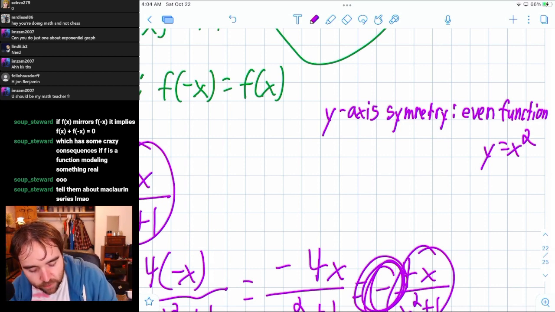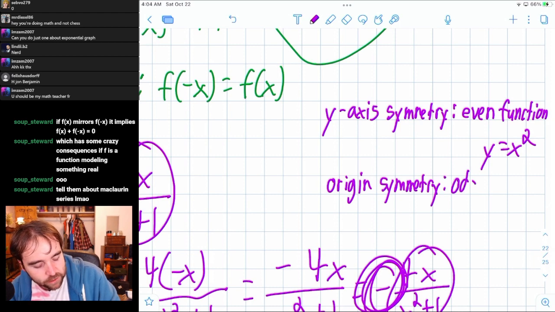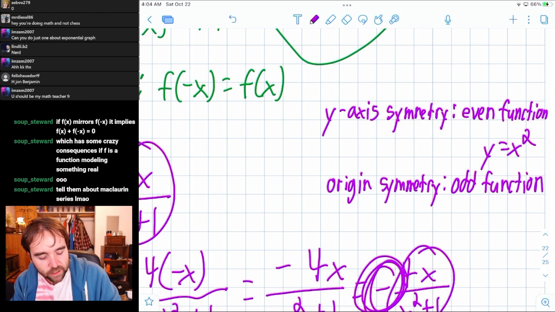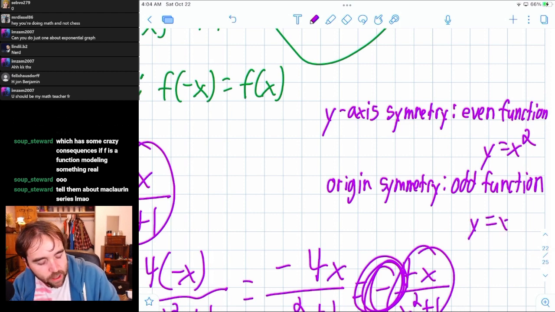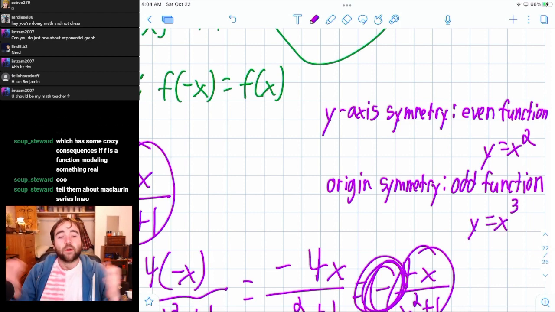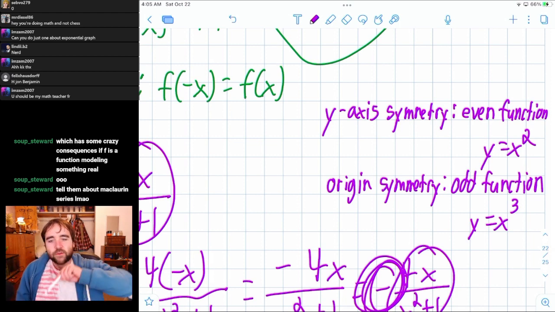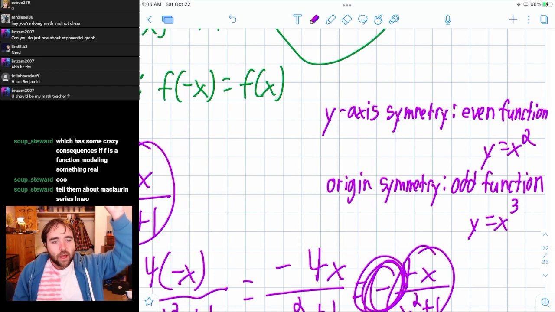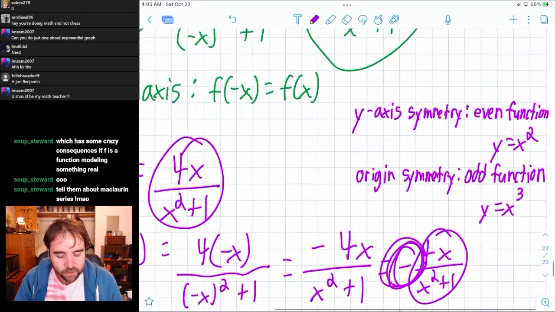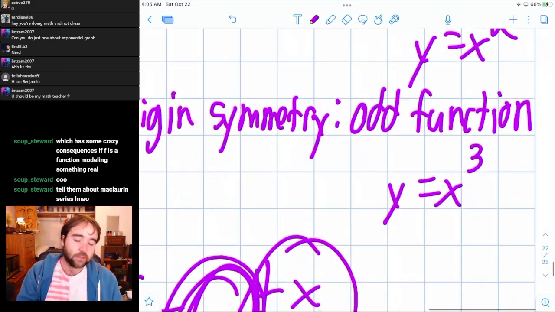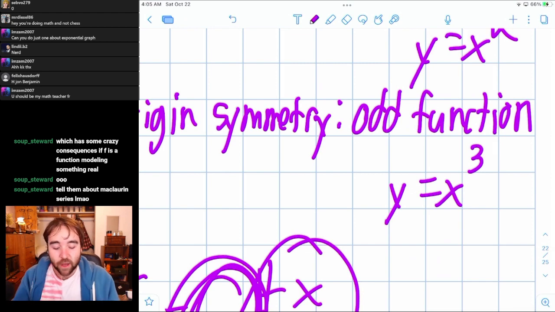And then if it has origin symmetry, kind of matches in the letters at least too, we call that an odd function. And those are just definitions, those are synonyms, those are interchangeable. And we call it an odd function because, like we already said, those are functions like y equals x cubed. Something like y equals x cubed has origin symmetry. And it's also x to the third, which is why we call it an odd function.